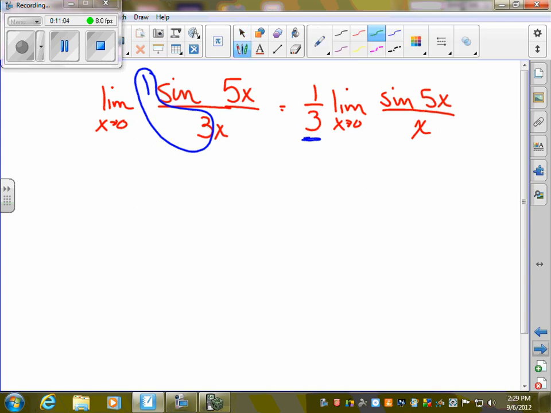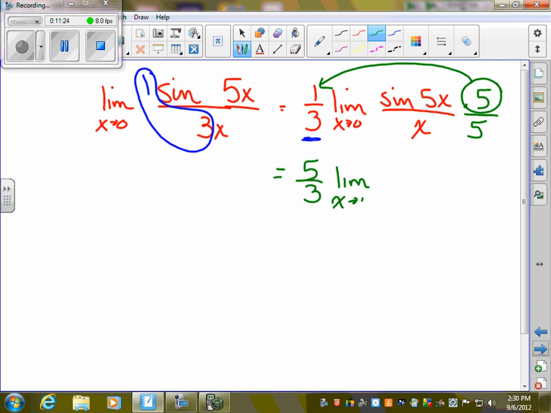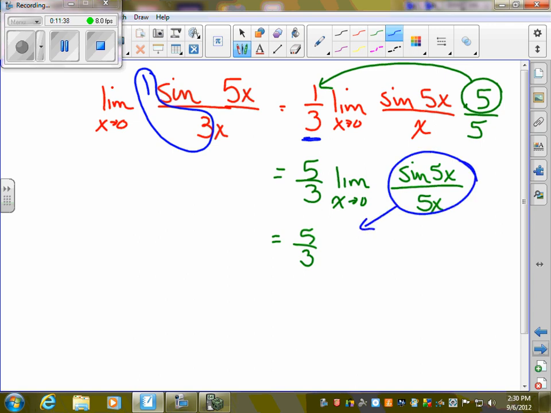Well, we're in the same situation we were just a second ago. I've got sine of 5x over x, so I'm going to have to multiply top and bottom by 5 and 5. Well, if I do that, I'm going to have, let's bring this 5 out to the front, 5/3 the limit as x approaches 0 of sine 5x over 5x. That's 5/3, and I now know that this goes to 1. 5/3 times 1 is just going to be 5/3.